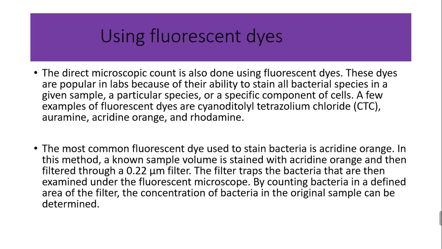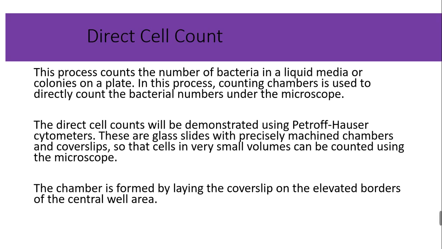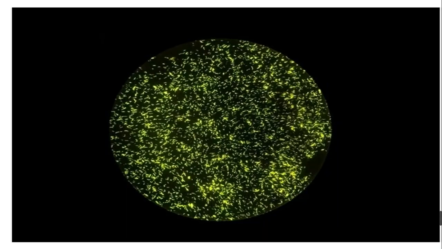So the next one we'll be talking about is using fluorescent dyes. Using dyes helps to magnify the cells that you have on a slide or probably on a petri dish. It's an important and unique method of calculating bacteria on a plate or on a slide. But this type of method does not tell whether the bacteria are viable or not. It's just like the former method we talked about, using direct cell counts.